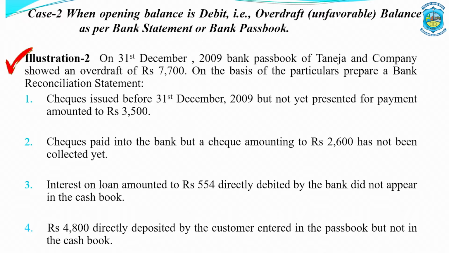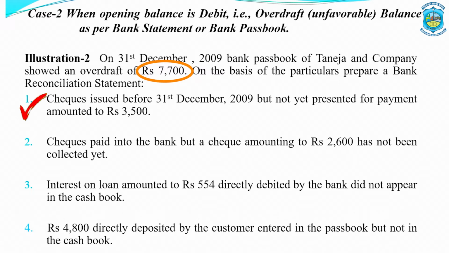On 31st December 2009, the bank passbook of Taneja and Company showed an overdraft of rupees 7,700. So the passbook is showing here 7,700 rupees worth of overdraft, that is a negative balance. On the basis of the particulars, prepare a bank reconciliation statement. Now point number 1, here it is checks issued before 31st December. All of you know we are preparing this bank reconciliation statement on 31st December 2009.